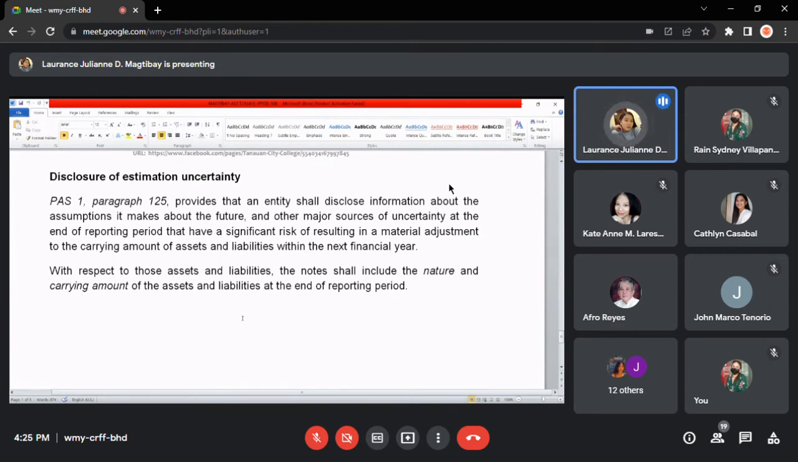So, dagdag ko lang din po na the disclosure of information about judgment is mandatory, so it is required, as well as the disclosure of information about key sources of estimation uncertainty. Parehas po silang required. Yun lang po, thank you.